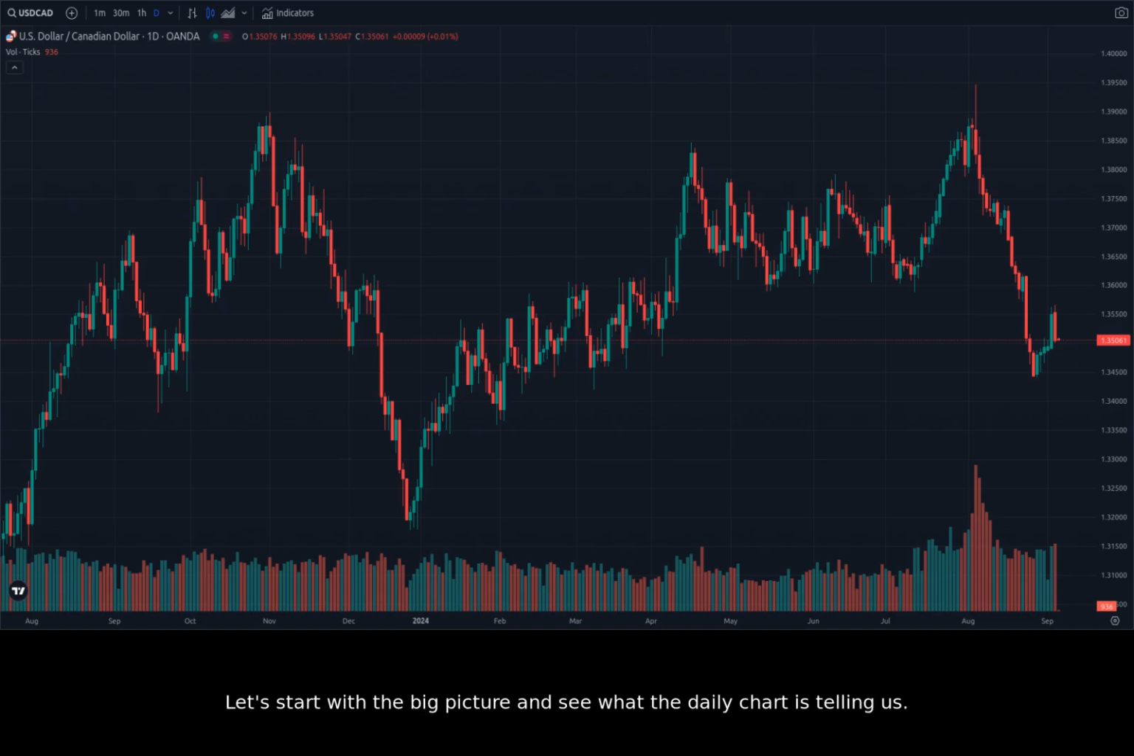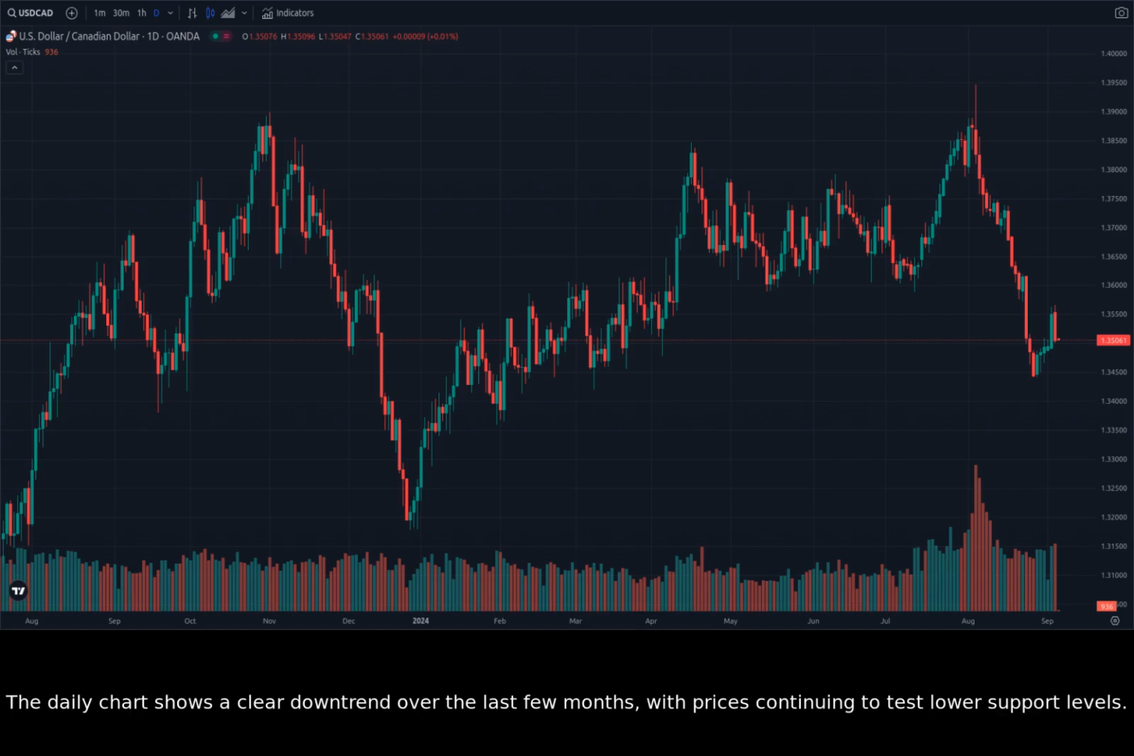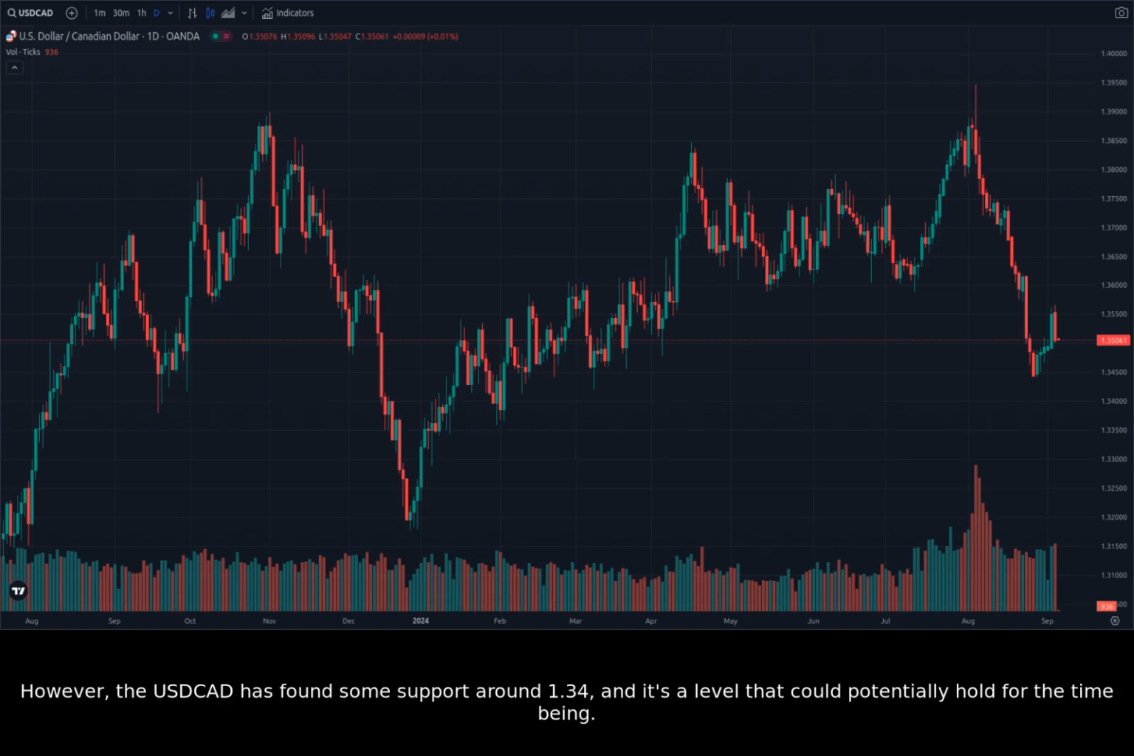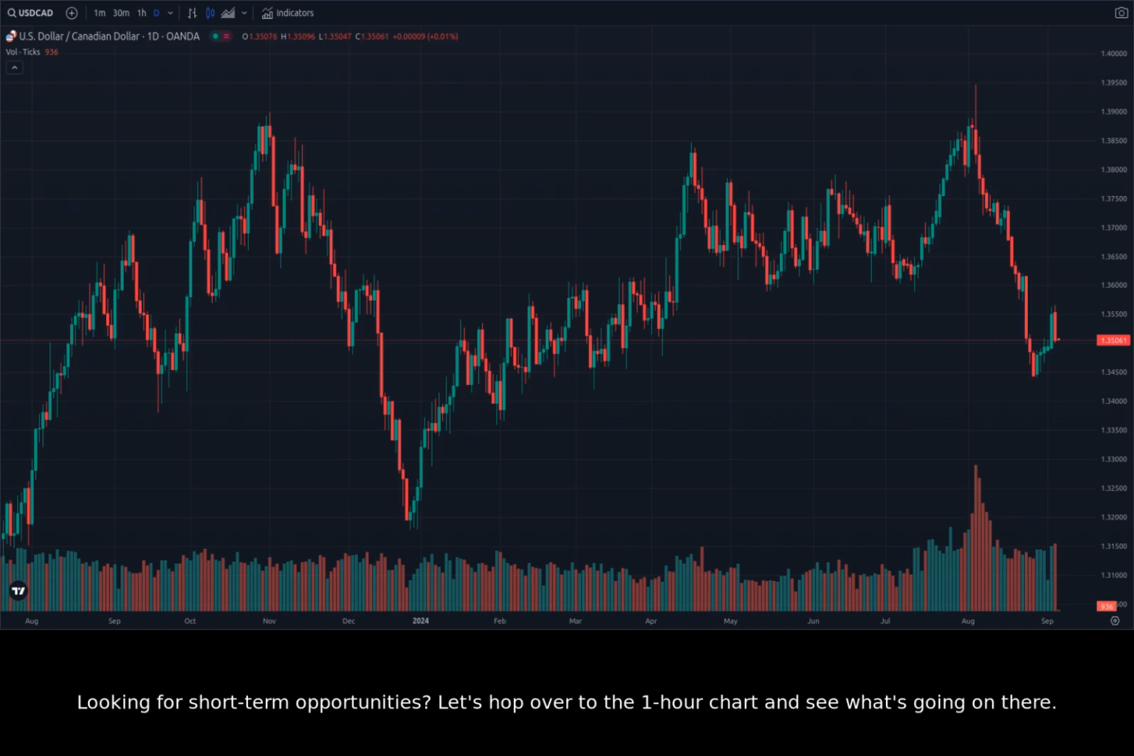Let's start with the big picture and see what the daily chart is telling us. The daily chart shows a clear downtrend over the last few months, with prices continuing to test lower support levels. The recent move below 1.3471 was a significant break and suggests that the bears are in control for now. However, the USDCAD has found some support around 1.34, and it's a level that could potentially hold for the time being.